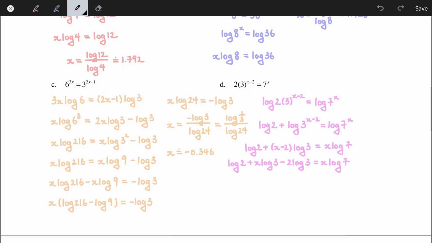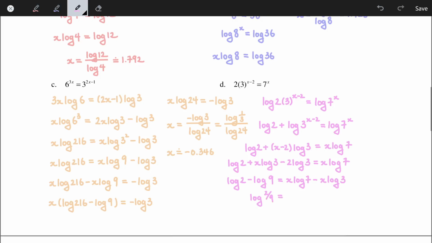And from here, we can move the terms with x's to the right-hand side of the equation and simplify it a little bit. So we have log 2 minus log 3 squared, which is 9, and that's going to be equal to x log 7 minus x log 3. So on the left-hand side, we have a difference of logarithms, which means we can divide the arguments. So the left-hand side simplifies to log 2 over 9.